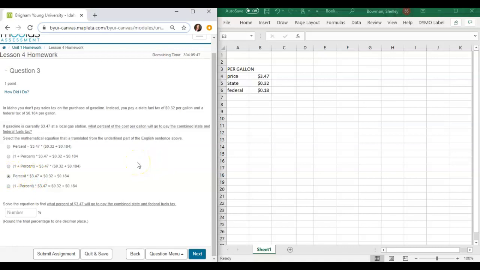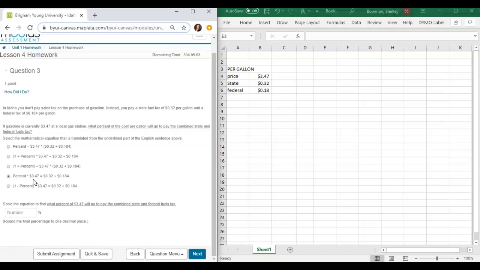And we're going to use that to move to the second part of the problem, which says solve the equation to actually find out what percent of your 3.47 will go to pay the combined state and federal fuels tax. So this one we want to solve for percent. And to do so, we want percent to be all alone on this side of the equation. To do that, we need to do the opposite operation here. So it says multiply 3.47, so I need to divide by 3.47 to cancel it out on the left side, and that means that I also need to do it on the right side. That leaves me with percent equals all of this added together divided by 3.47.